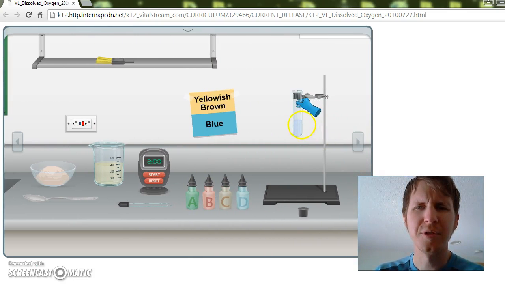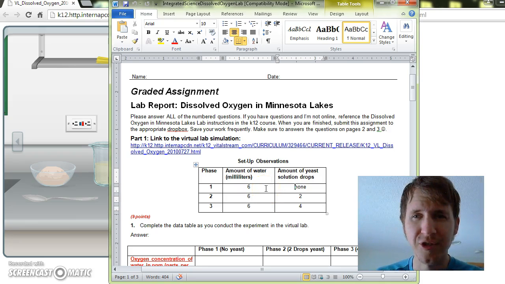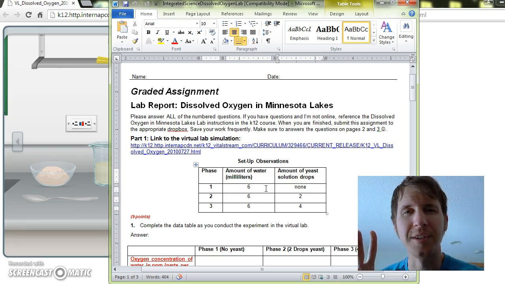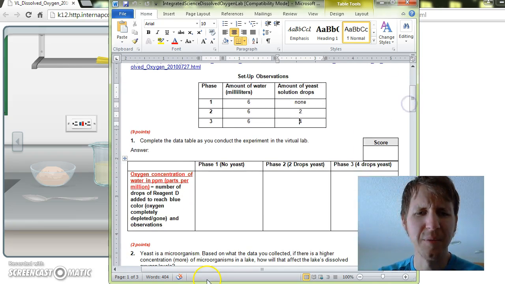So the first situation, if we look at our actual lab assignment, we have no yeast. We're not going to use any yeast in phase 1, and our goal is to find out how much oxygen is actually in the water. If you have a dissolved oxygen test kit for an aquarium or something, you may have done something like this in the past. For phase 2, we're going to have 2 drops of yeast, and for phase 3, we're going to have 4 drops of yeast. So we're going to start off with the first phase, which has no yeast.